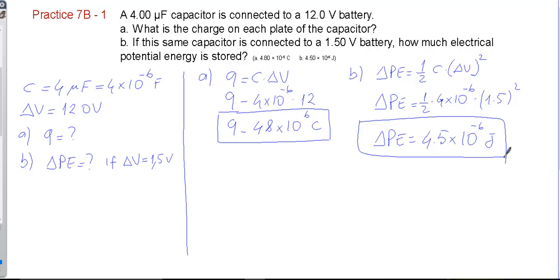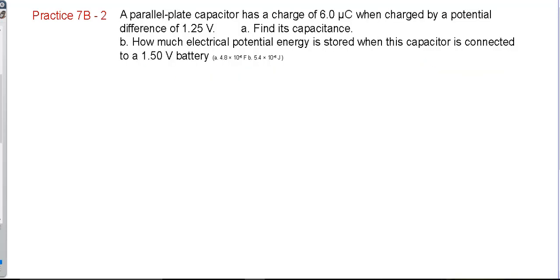Second, the logic here is generally the same. And second, a parallel plate capacitor has a charge of 6 microcoulomb. Now the charge is given, Q is equal to 6 microcoulomb, and we have to change it to coulomb. We know micro is 10^-6, so 6×10^-6 coulomb.